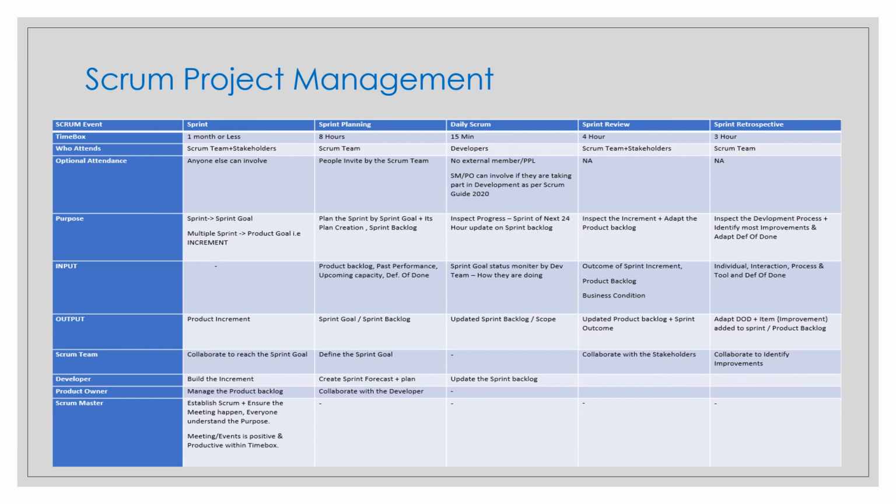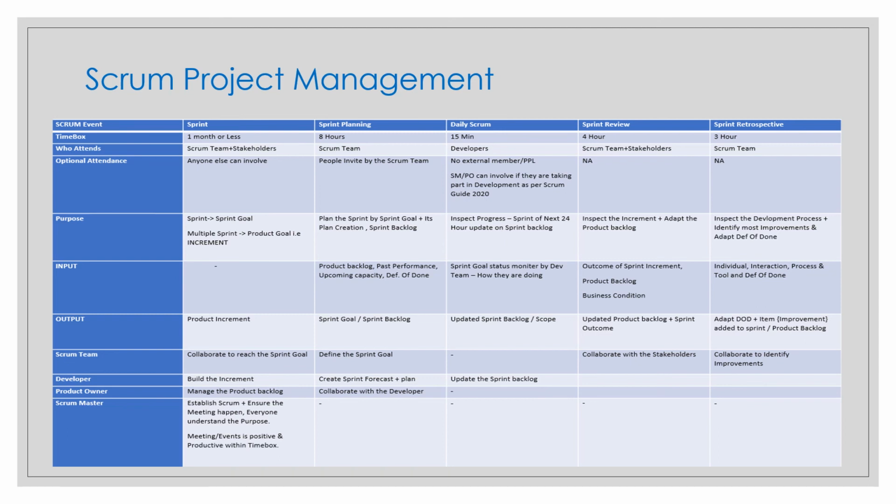What do developers do? They build the increment, create the sprint forecast and plan, and update the sprint backlog. So all sprint work is by and for the developers. They build the increment, they create the sprint forecast and plan, and they update the sprint backlog.